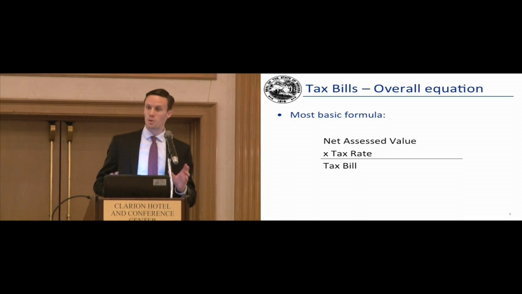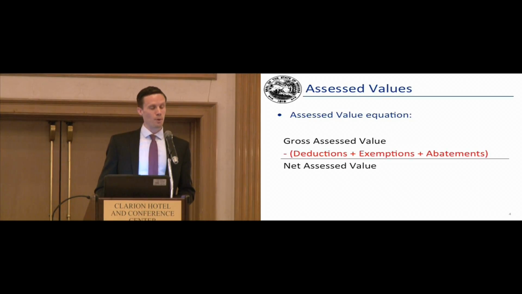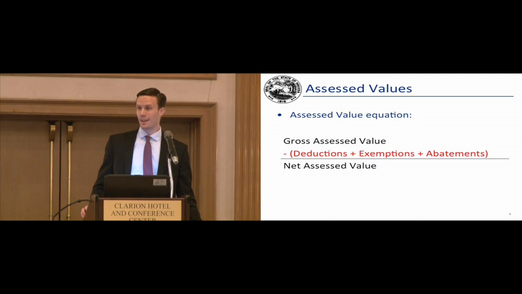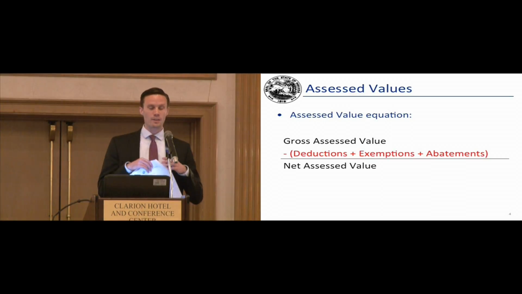So at the most basic level, a tax bill is calculated by multiplying a net assessed value by a tax rate and arriving at the amount that a taxpayer would owe. The top part, where we got to net assessed value, is going to be your gross assessed value, passed forward by the assessor's office, subtracting away any deductions, exemptions, and abatements, and arriving at the net assessed value.